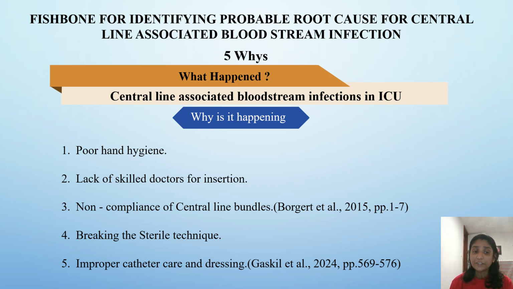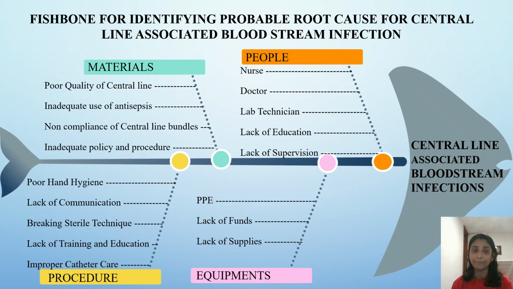Then number three, non-compliance with central line bundles. As we know, we have lots of care bundles in our ICU settings, but the staff are not following the care bundles. Then number four is breaking the sterile technique, as we need to keep a completely aseptic technique. Then the last one is improper catheter care and dressing, which is very important and must always follow the sterile technique.